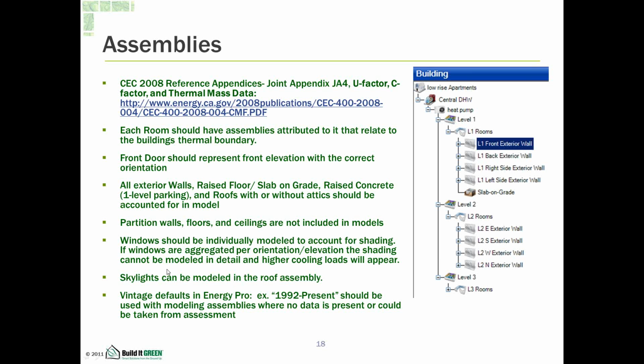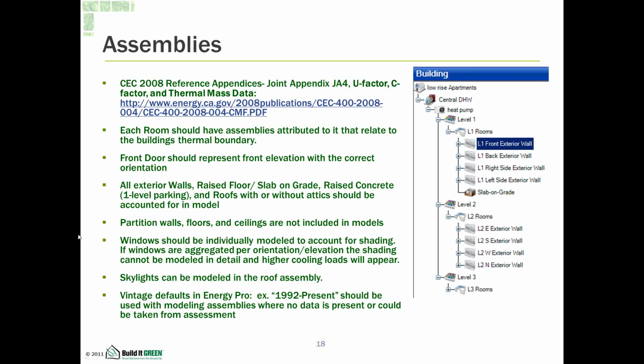That can also help improve your cooling loads if you're in a heating dominated climate zone. Skylights are modeled in the roof. So once you build out your assemblies and you get to the roof, you right-click and you add in the skylight from the roof. You don't add it into the walls.